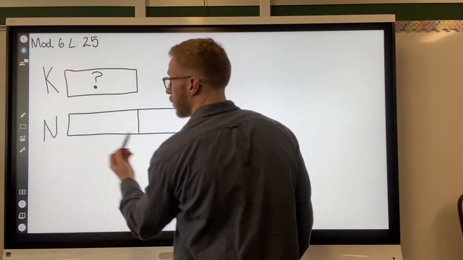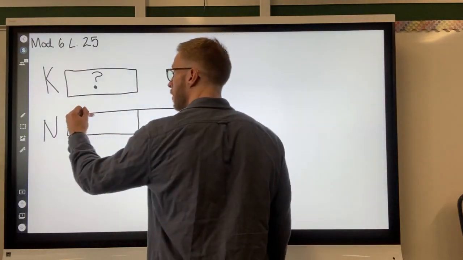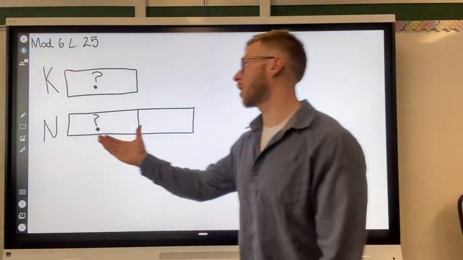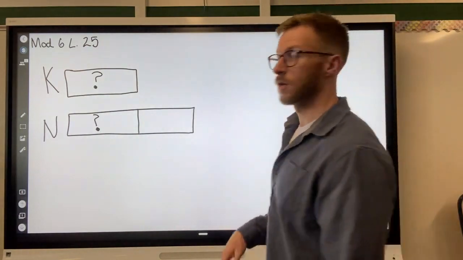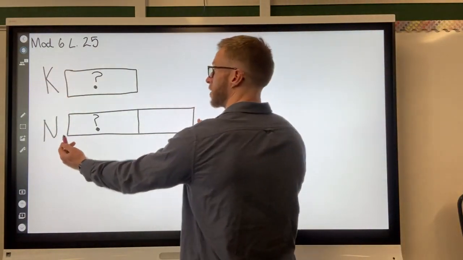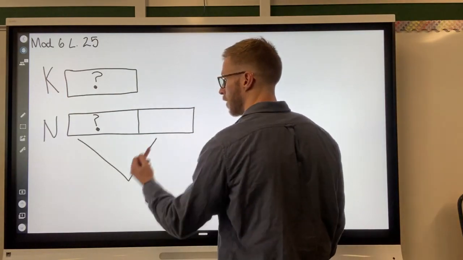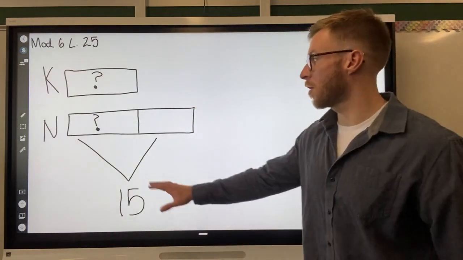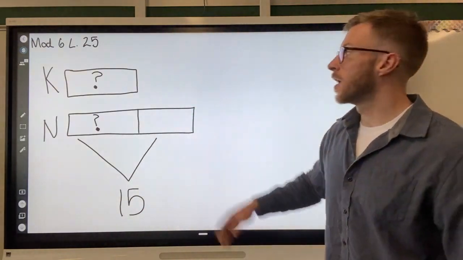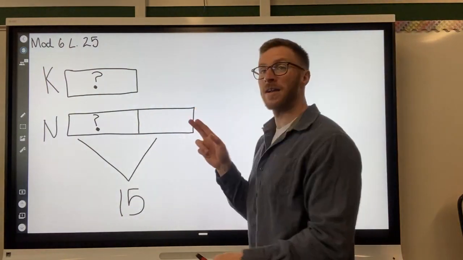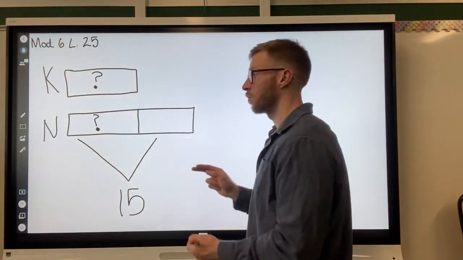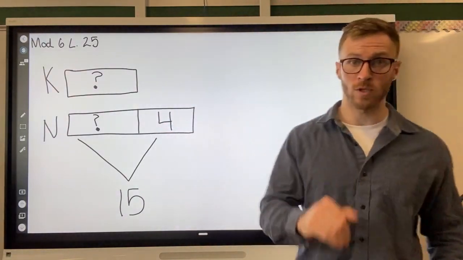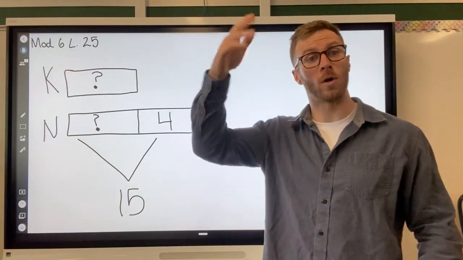This is exactly what Nikki jumped, right? We don't know how much that is. That's how much Nikki jumped, but we don't know how much that is. We only know this whole section, which is 15. So we know that whole section is 15, and we know that the amount of times that Nikki jumped more was 4. Because it said Kim jumped 4 times fewer, which means Nikki jumped 4 times more, or greater.